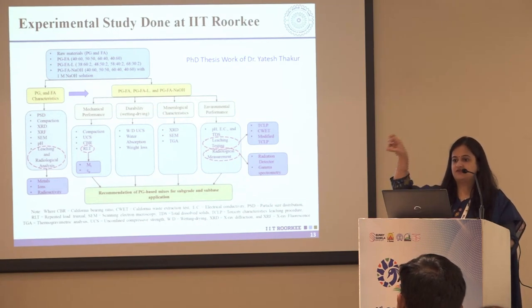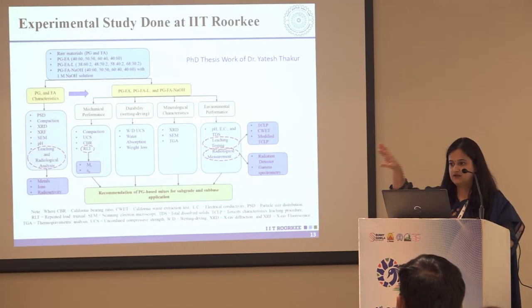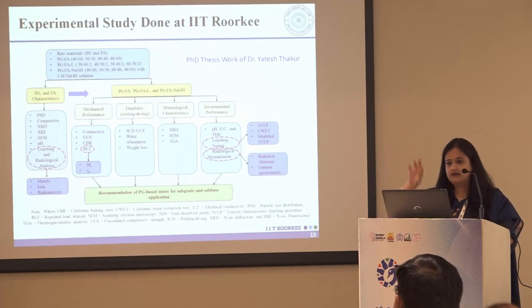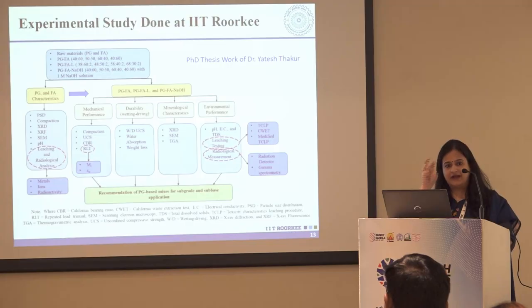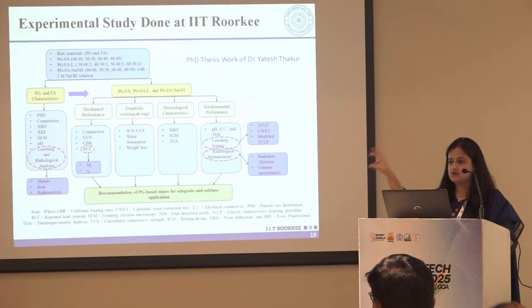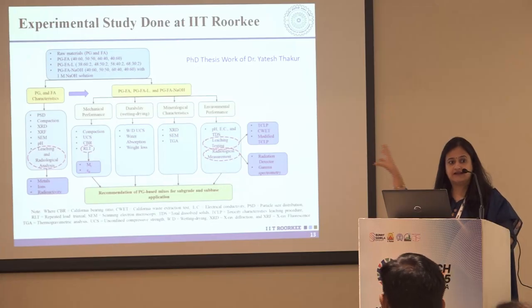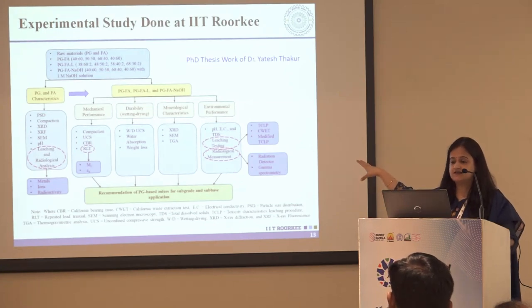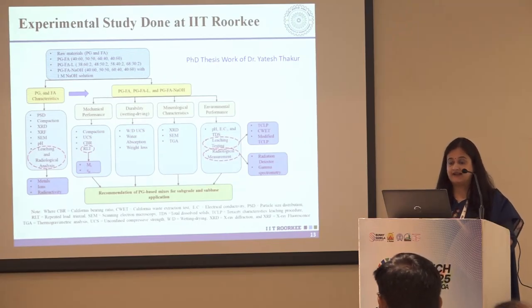So basically we did a very extensive experimental study wherein we used phosphogypsum with fly ash. We also used phosphogypsum, fly ash and lime, and phosphogypsum, fly ash and NaOH. We used these combinations, and we didn't focus only on the mechanical performance like UCS, CBR, which are usually done by researchers. We also looked at the resilient modulus, because we were looking at road construction. We looked at the durability, the wetting-drying durability, and water absorption. We looked at the mineralogical characteristics and environmental performance, which was very important in this case for coming out with guidelines for using this kind of material in actual road construction.